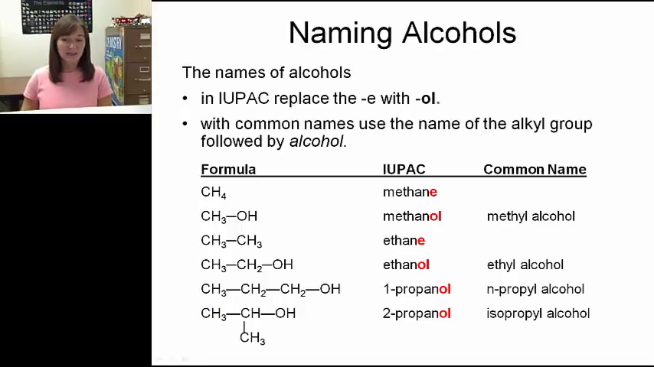The common name for this would just be propyl alcohol or n-propyl alcohol. That N stands for the fact it's just a straight chain, 3 carbons in a straight chain.